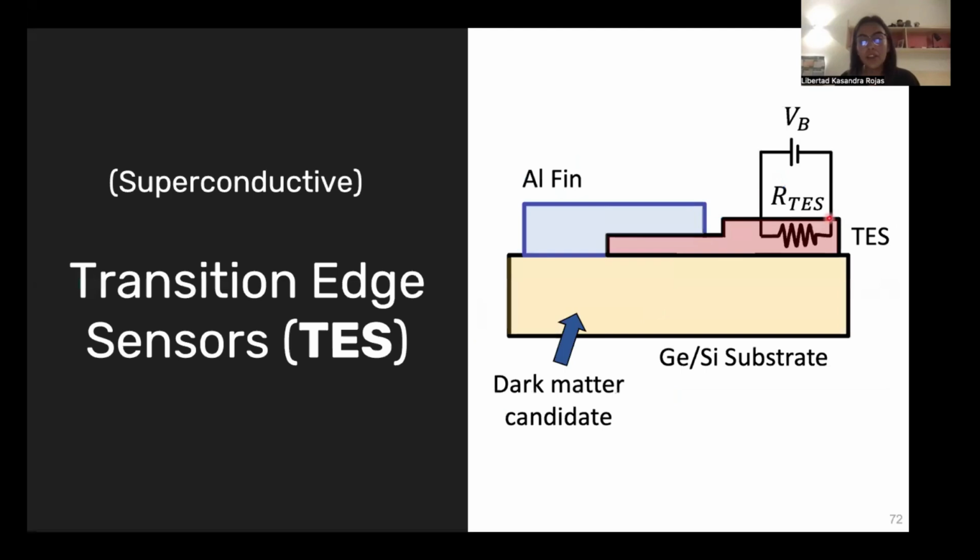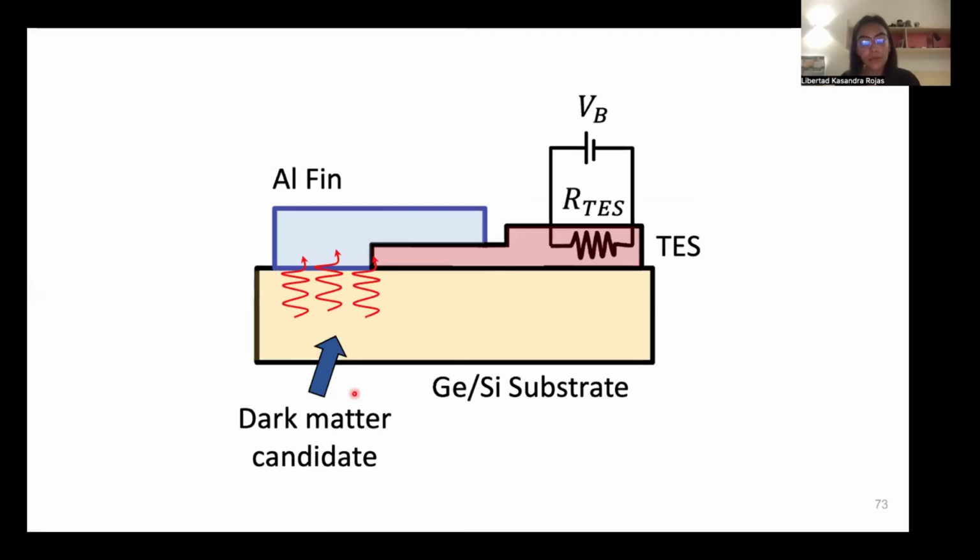Now, here we have our TES sensors, and we're going to take it step by step to see how they actually work. In principle, same case as last time: we have our germanium and silicon substrate, our target, and when dark matter goes in there, it's going to collide with the nuclide. In this case, we're trying to detect phonons, so it's going to release vibrations.